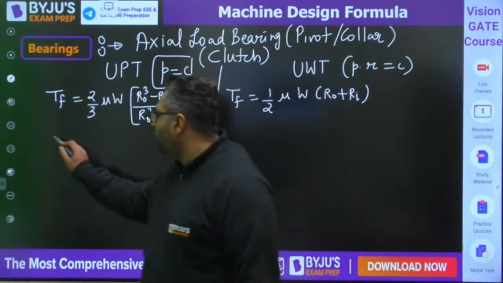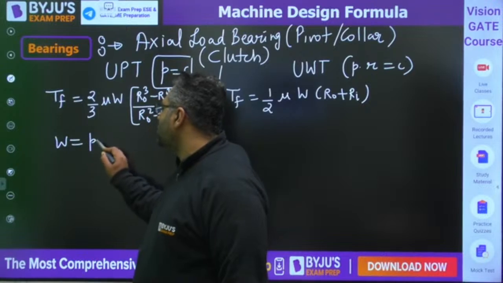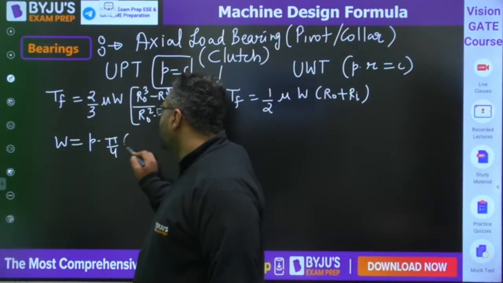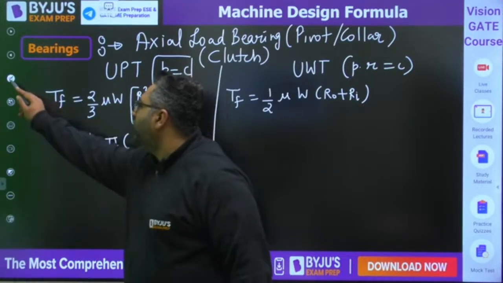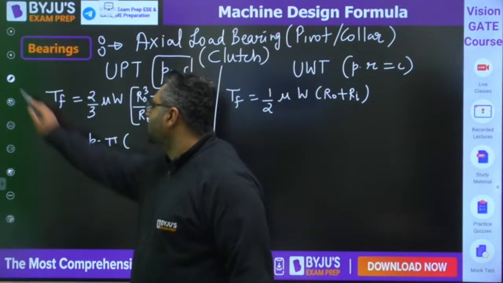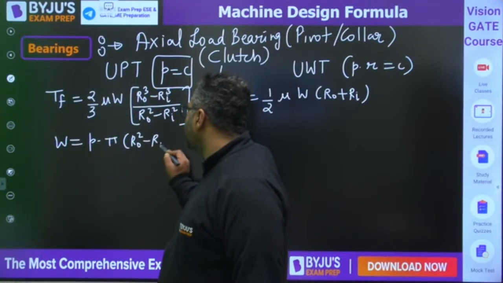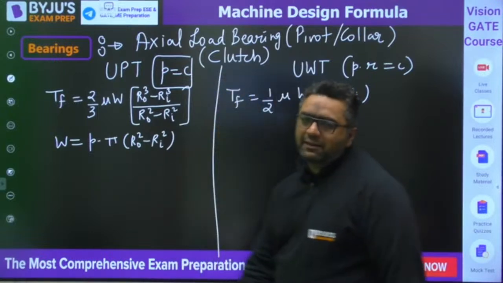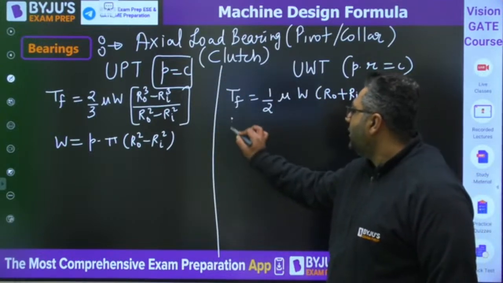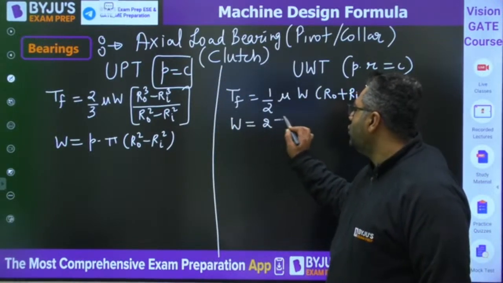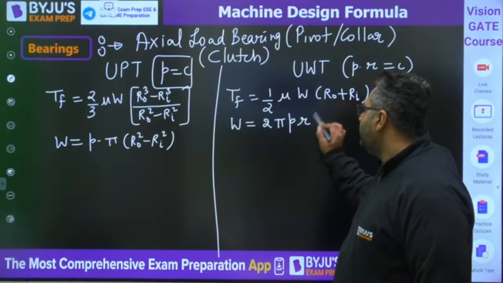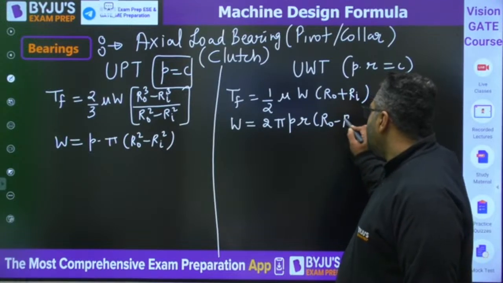Then my dear, second formula, you can write W here as pressure into pi by 4. That is going to be, or not pi by 4. If you want to write radius, then you can write pi (R naught square minus Ri square). Okay, so here my dear, the point is not like that. Here W can be written as 2 pi P R (R naught minus Ri).